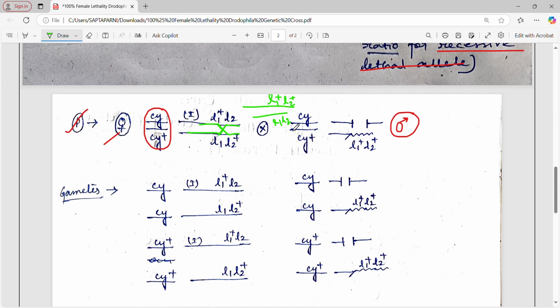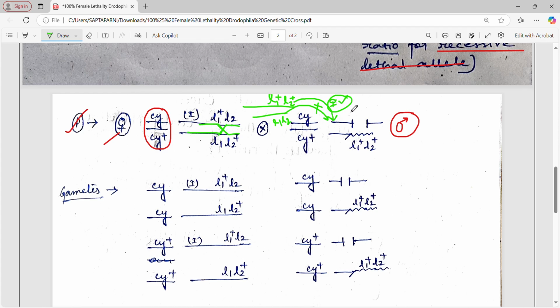Now what problem may arise from here? When this X chromosome of the mother combines with this X chromosome of the father, it will get the product of both L1 plus and L2 plus, so this female will survive. And when this other X chromosome of the mother combines with the X chromosome of the father, it will not get any product of L1 plus or L2 plus, so this female progeny will not survive. In this case 50% of females are surviving, but this is not given in our question. No female should survive in the F1 generation.